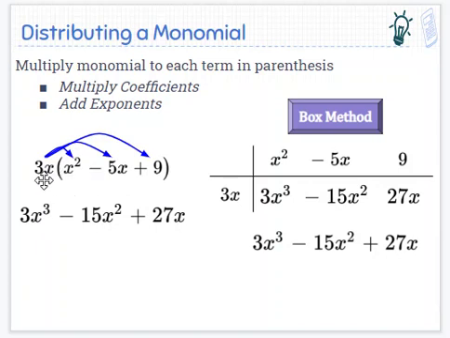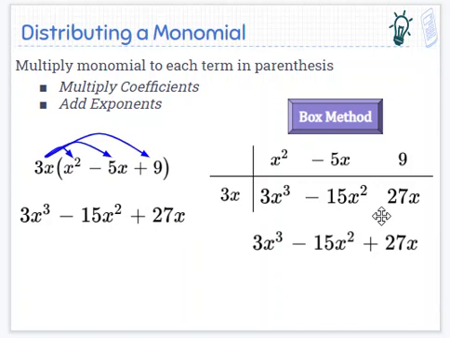Now, 3x times -5x. 3 times -5, -15. X times x. Remember, exponent of 1, exponent of 1. 1 plus 1 is 2. So your middle term is -15x squared. Then last but not least, 3x plus 9. 3 times 9, 27. And the x, we just bring it on down for the ride.